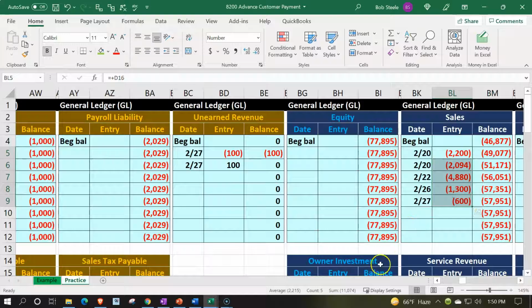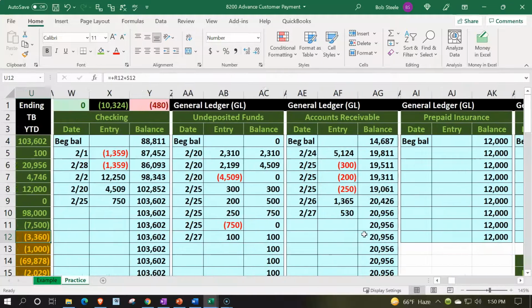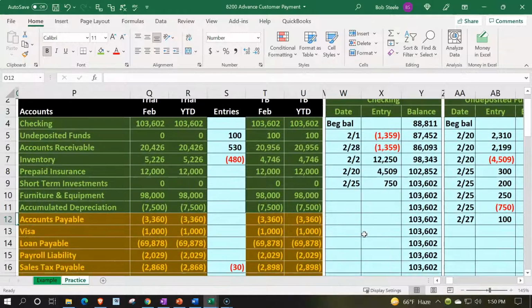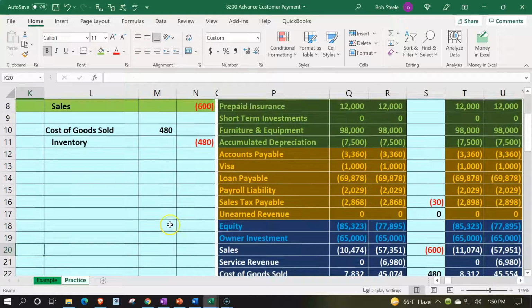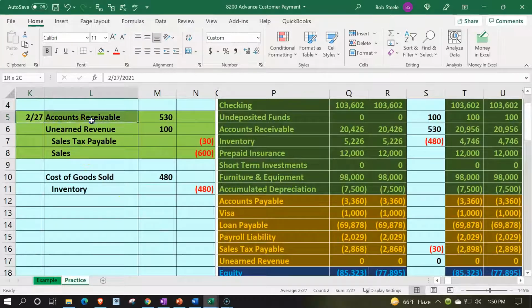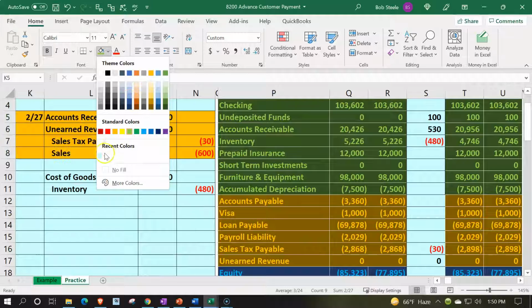The month of February will be 1174 on the trial balance if everything goes the way it should go. That's the way things should happen. 1174, 57,951. So things have gone the way they're supposed to. Let's ungreenify this one and do the last bit here. The last bit, as they say.